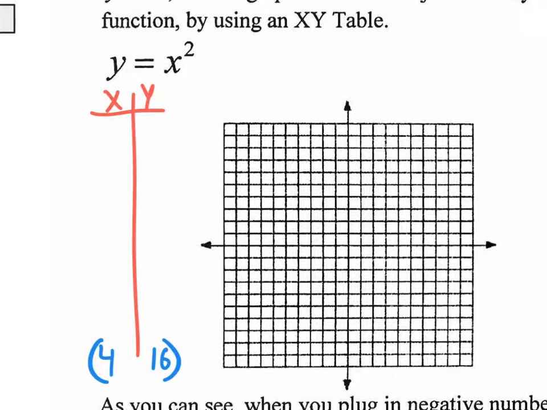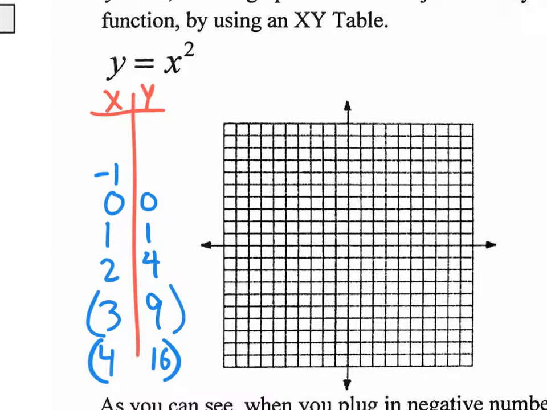So 4 was not the best number to pick here. 3, that's a better one to pick. If I do plug in a 3, what would I get out? 9. Okay, what else could I plug in? 2. If I plug in a 2, what do I get out? 4. If I plug in a 1, what do I get out? 1. If I plug in a 0, what do I get out? 0. What if I go negatives, like plug in a negative 1, what do I get out?